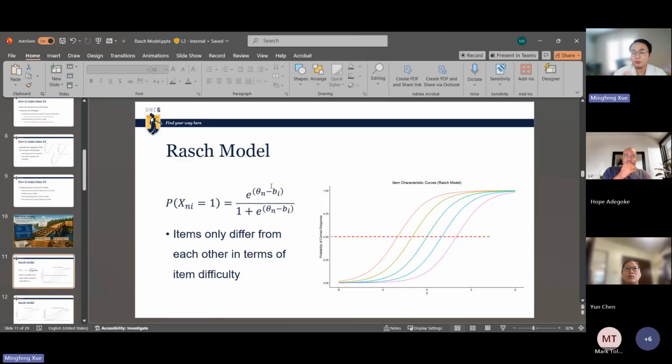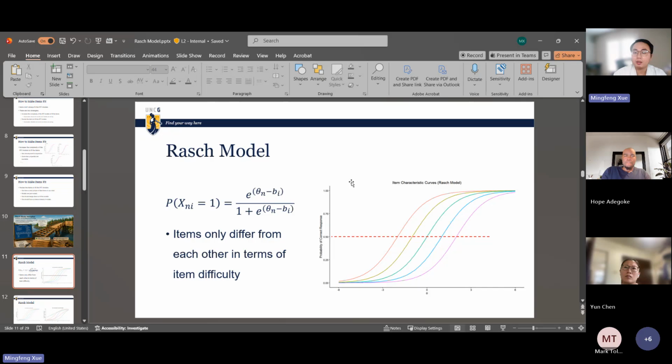As you can see, this is a similar equation to the 1PL, because in terms of the number of parameters, the Rasch model also has one parameter, but there's a mathematical difference between the Rasch model and the 1PL. In the 1PL, we still estimate one discrimination parameter, so one discrimination for all, but for the Rasch model, the discrimination can be set to 1. In addition to that, the equation looks similar. Under this formulation, items only differ from each other in terms of difficulty.